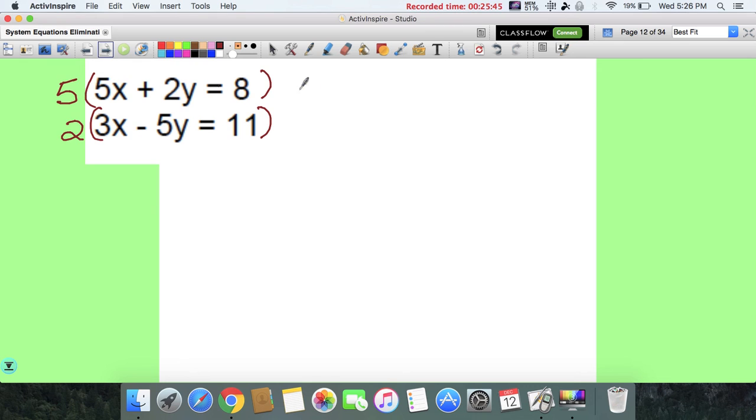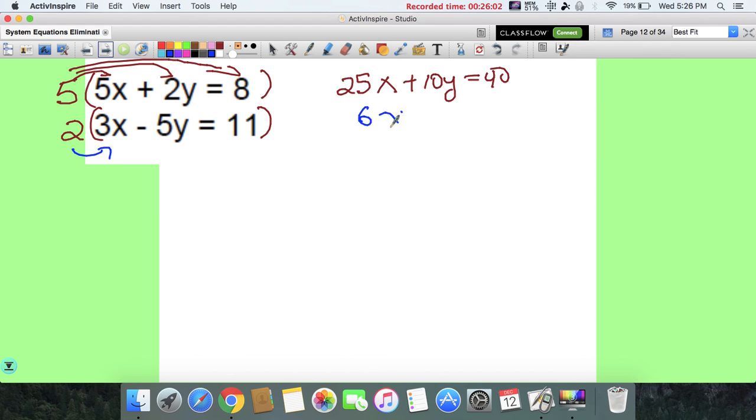So let's do the top one. 5 times 5x is 25x. 5 times 2y is 10y. And 5 times 8 is 40. So there. Bottom one, 2 times 3x is 6x. 2 times negative 5y is negative 10y. And 2 times 11 is 22.